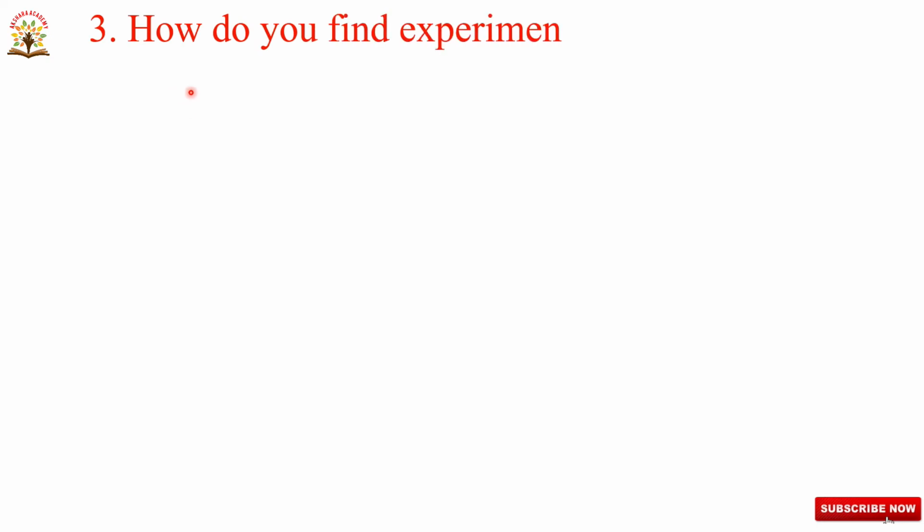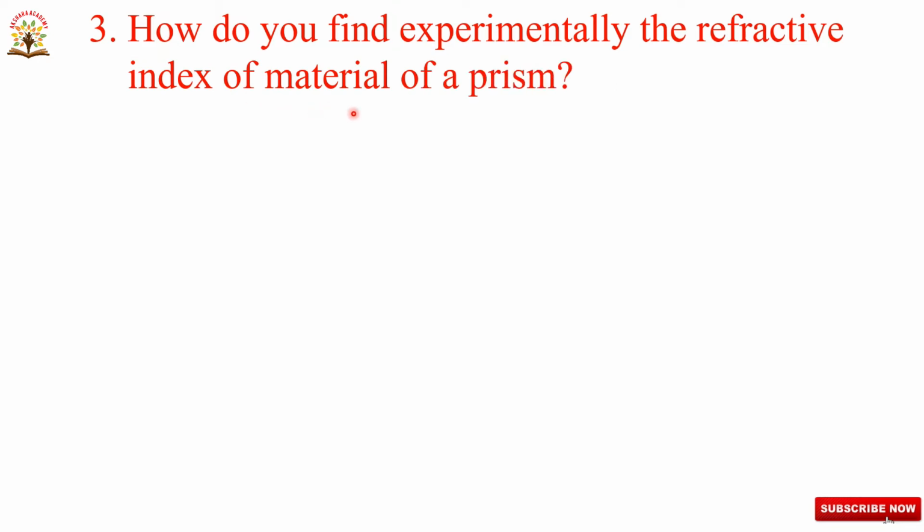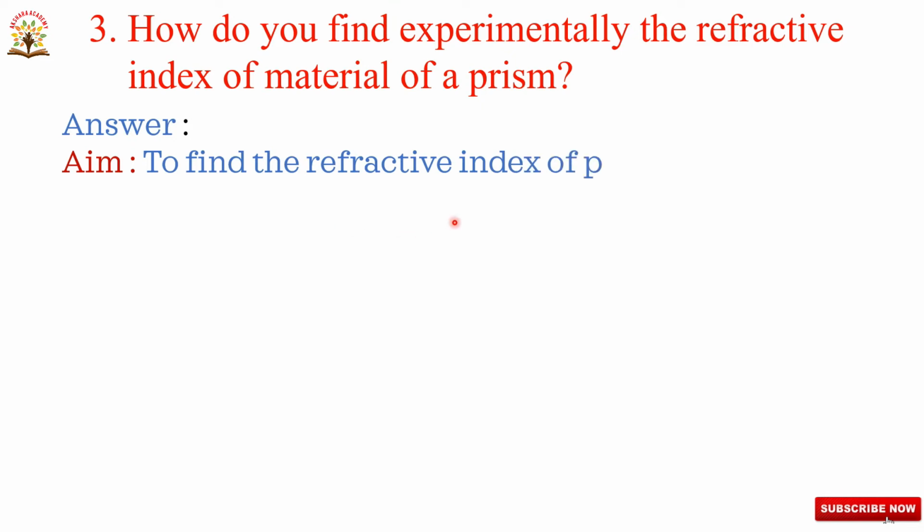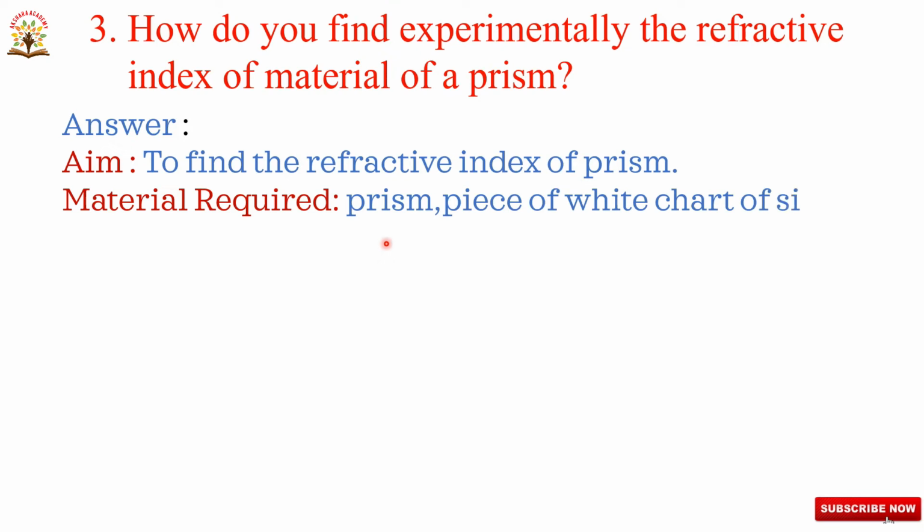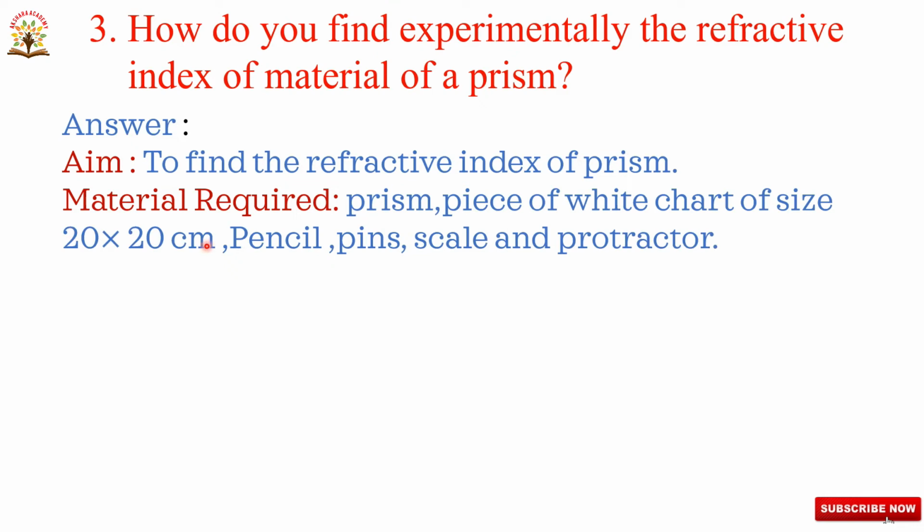Third one: how do you find experimentally the refractive index of the material of a prism? Here I am going to explain the experimental verification of the refractive index of the material of a prism. Now I will discuss one by one. Aim: to find the refractive index of a prism. Materials required: a prism, a piece of white chart of size 20 by 20 centimeters, a pencil, pins, a scale and a protractor.